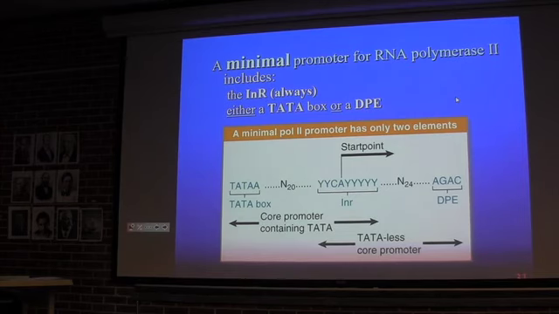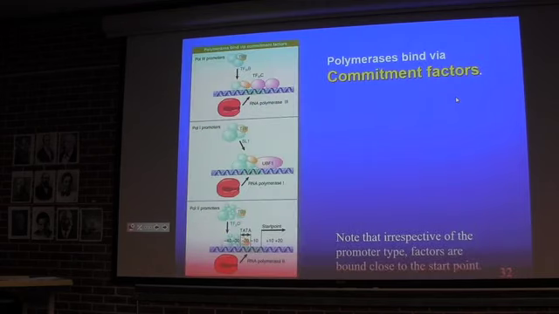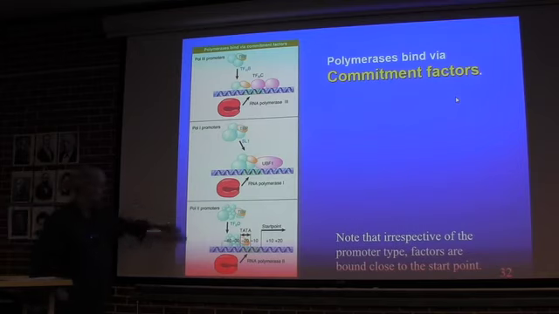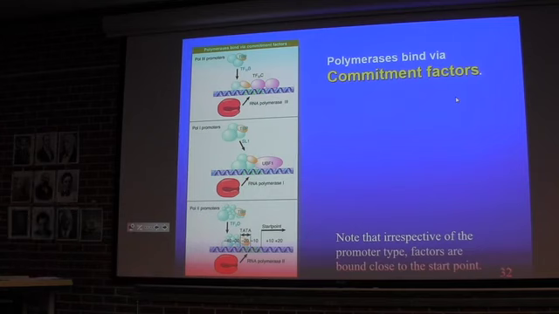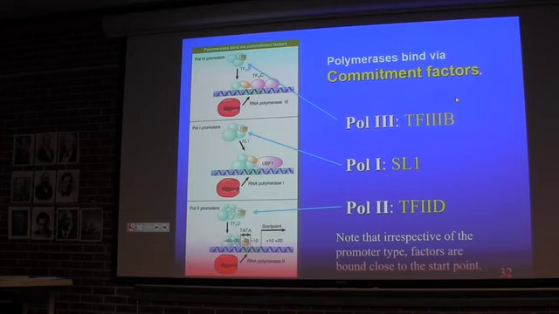Minimal promoter. It always includes the initiator, always in quotation marks, and either a TATA or a downstream promoter element. Anyway, it's those sequences very close to the start. How about commitment factors? Well, this is kind of a review. You see here all three promoters. This kind of sums up the commitment factor idea. So let's see what the slide has to say.